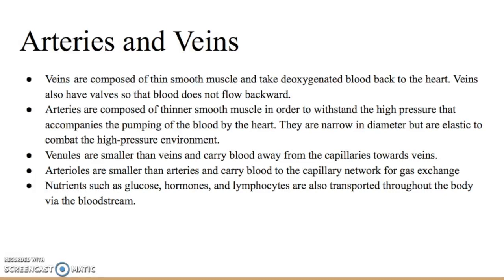Venules are smaller than veins and carry blood away from the capillaries towards the veins. Arterioles are smaller than arteries and carry blood to the capillary network for gas exchange. Nutrients such as glucose, hormones, and lymphocytes are also transported throughout the body via the bloodstream.